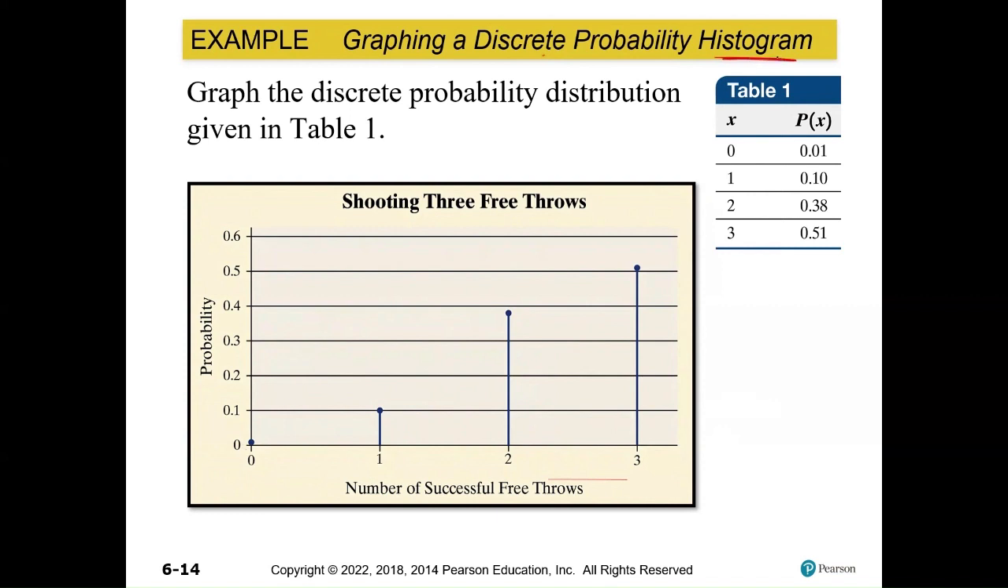When you think of a histogram, normally you think these two bars would touch. But because this is discrete, and there is no way for these two values to overlap, for a discrete probability distribution, you're going to put a dot where that probability occurs, and then just draw a vertical line. So 0.1, vertical line. 0.38, vertical line. 0.51, vertical line. StatCrunch does do this for us, and I will show you how to do that.